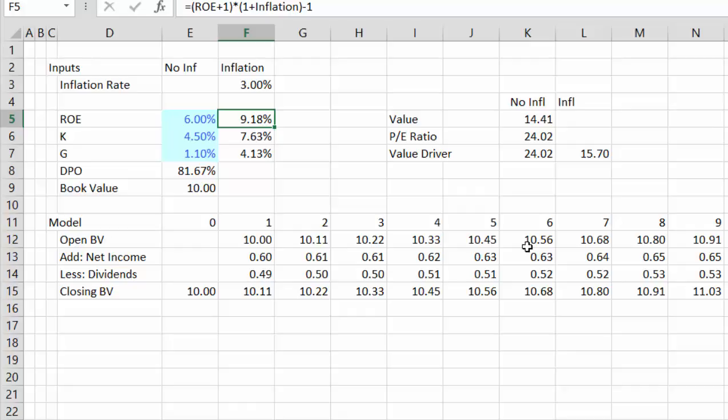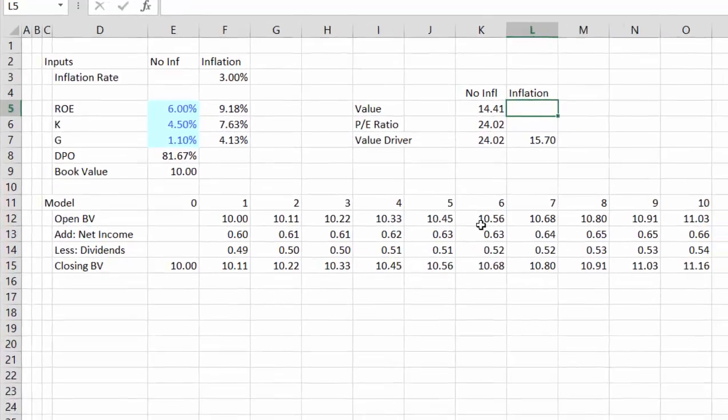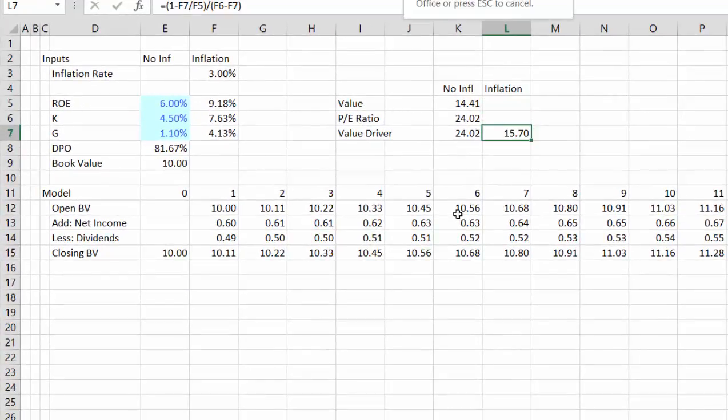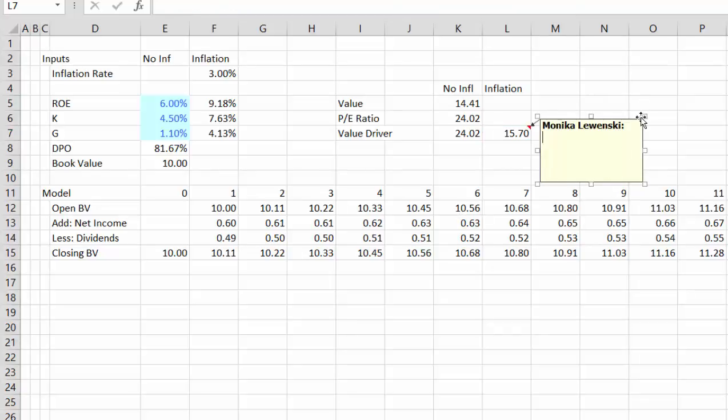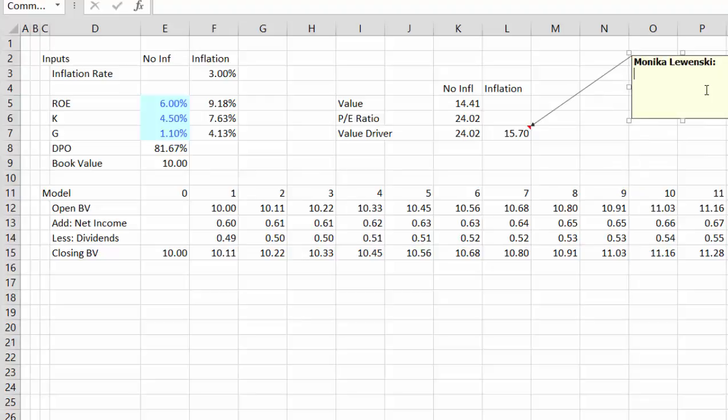Now here's the big question. This is the enormous question. Is this really right? Every time you have inflation, you get a lower PE. So this seems to suggest that value is lower with inflation.